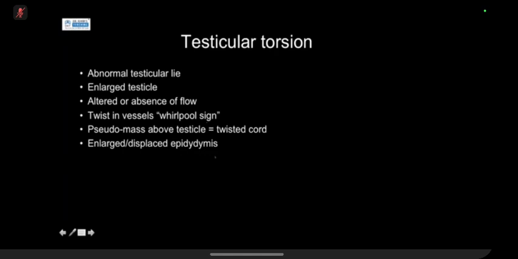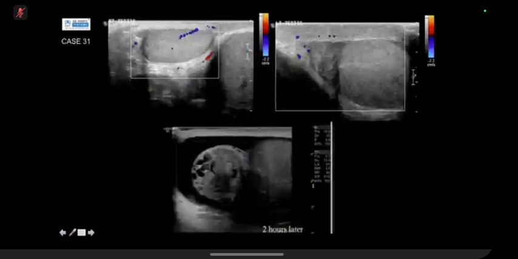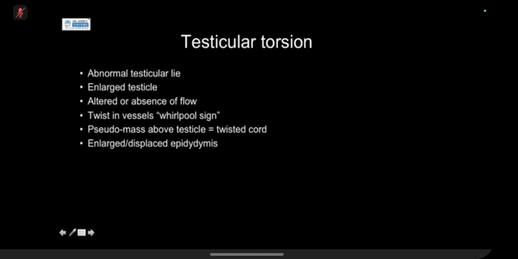So what this image was showing is an example of a pseudomass here. So this is the testicle here, and then this is above the testicle, and this is what we call a pseudomass. So this can be what you can see if there's a delayed presentation, or you're scanning the patient a few hours after the testicle is torted, and this is where you're getting abnormality of the spermatic cord vessels, which is the twisted cord sat above the testicle. So it's called a pseudomass sign. And often you'll get an enlarged or displaced epididymis because you get reactive changes in the epididymis secondary to the torsion.